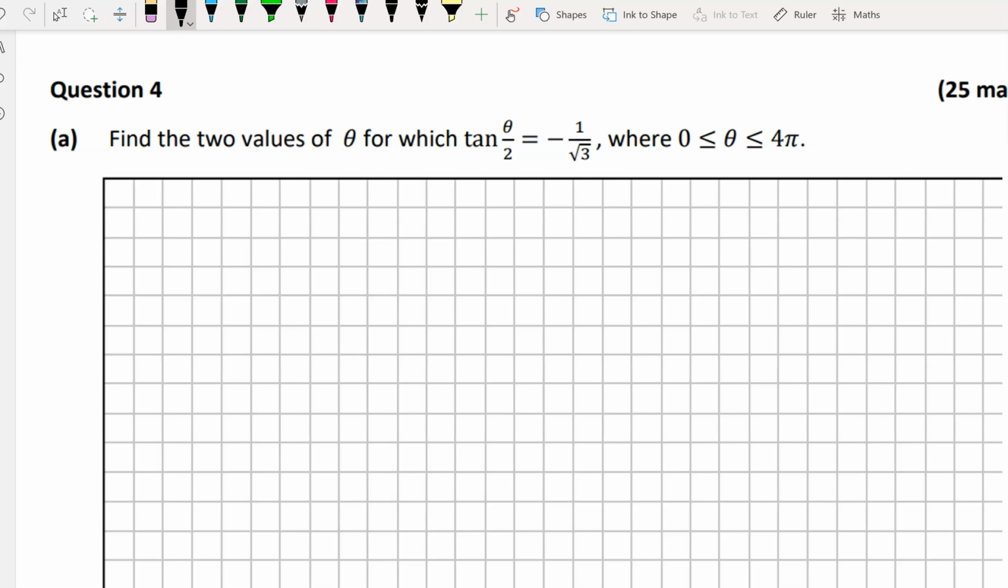Find the two values of theta for which tan(theta/2) equals minus 1 over 3, where theta is between 0 and 4 pi. Okay, it's unusual. We wouldn't have seen that much in the book.